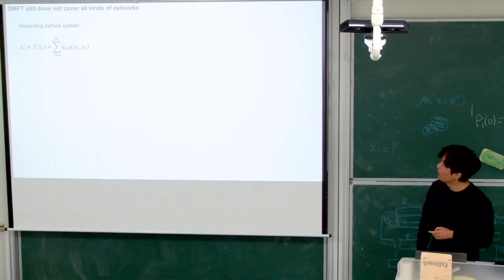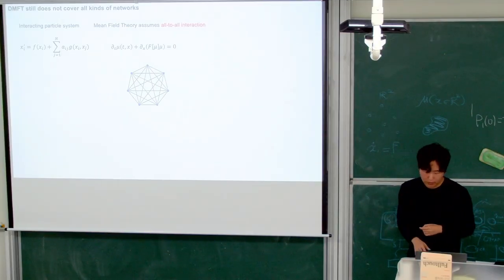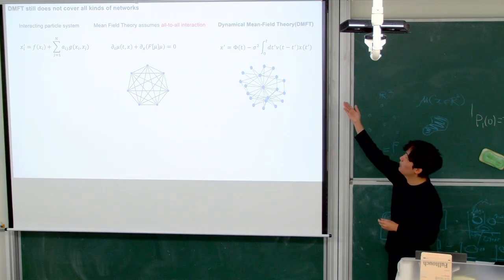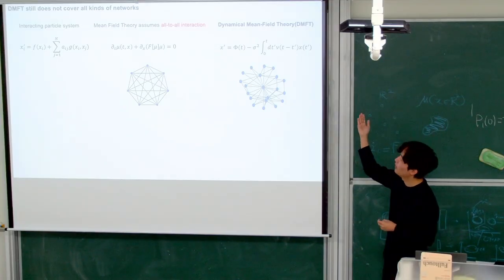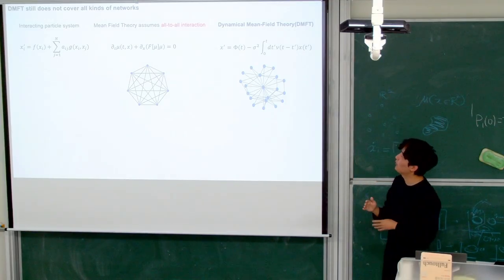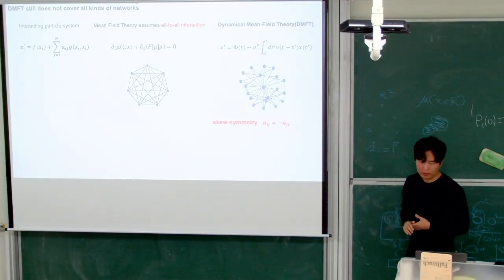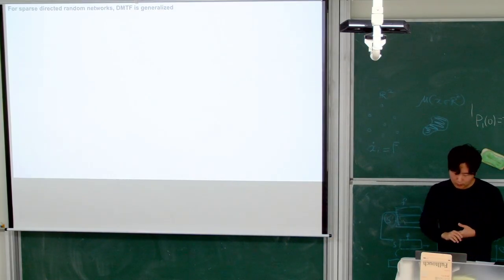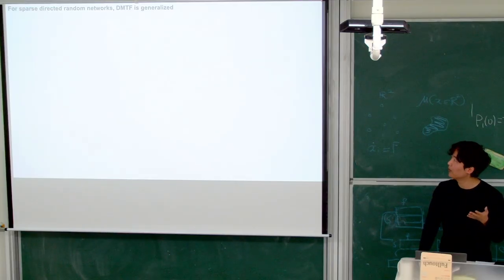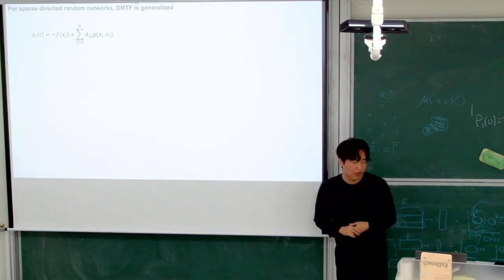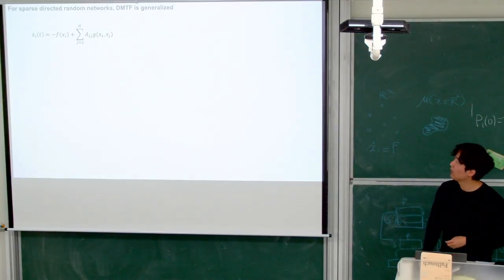Why? If you start with the interacting particle system, the traditional mean field theory assumed all-to-all interaction, and the dynamical mean field theory I just presented didn't assume all-to-all interaction. However, they assumed some skew symmetry on the network. So, in order to study a different network structure, the authors presented yet another generalized dynamical mean field theory.